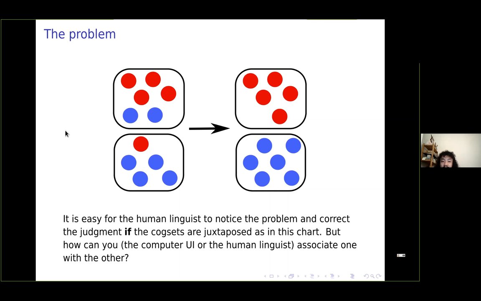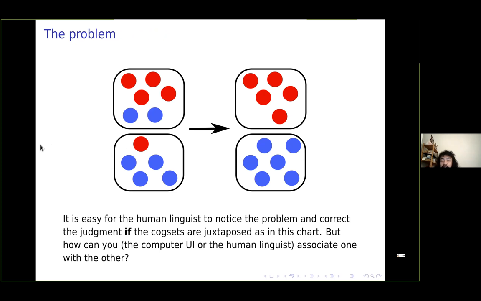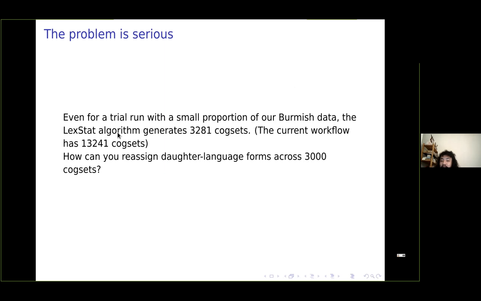So basically, if you put those things physically, visually adjacent, juxtaposed to each other, it's very easy to see the pattern. But the problem is that if you actually run the LexStat algorithm or any kind of algorithm on the actual data, you get a huge bunch of cognate sets, and it's just not feasible to reassign forms to do this across 3,000 or 10,000 or more cognate sets.